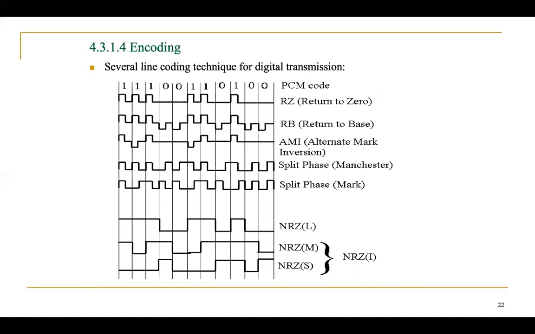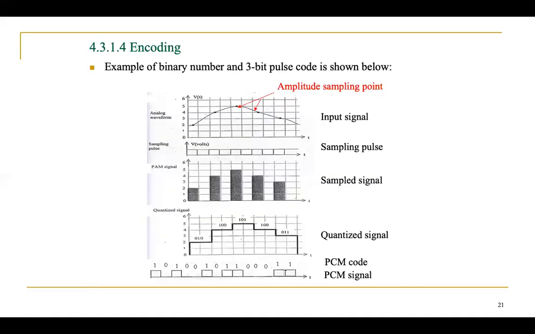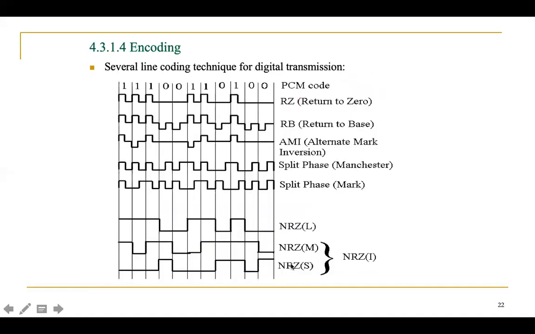Okay, so there are several techniques of encoding. Basically, if you look at here, this PCM here, this is basically non-return to zero and RZ level. But basically there are several other techniques for encoding. So these are the several encoding techniques.